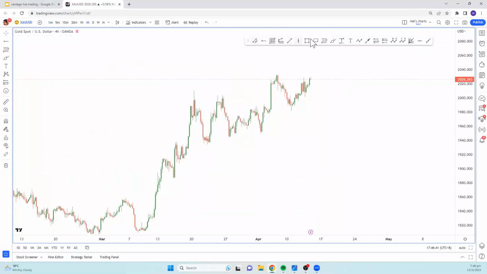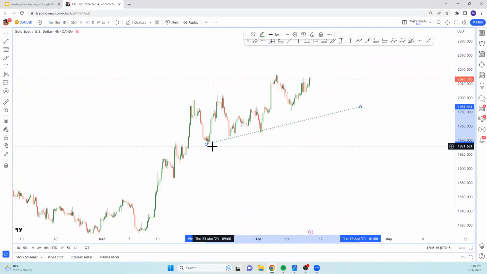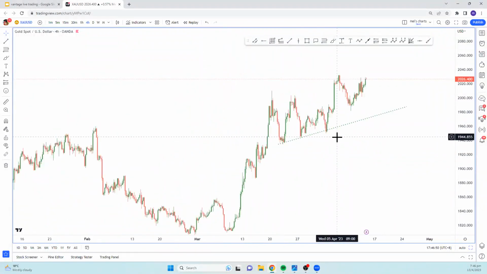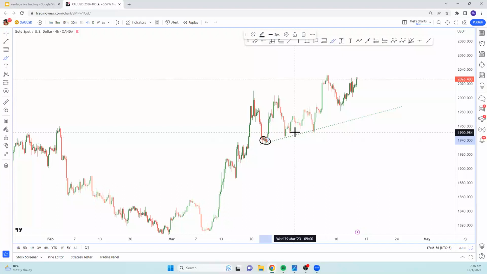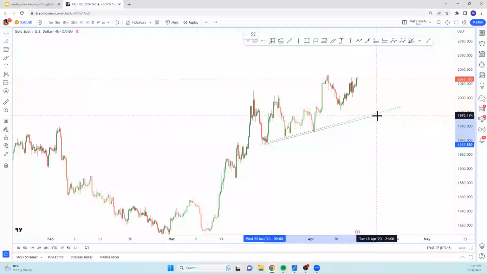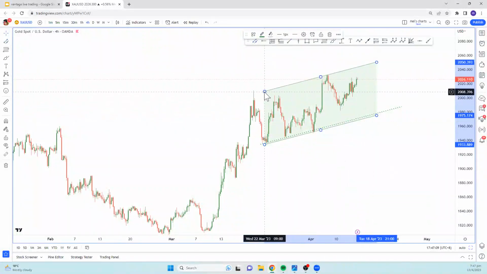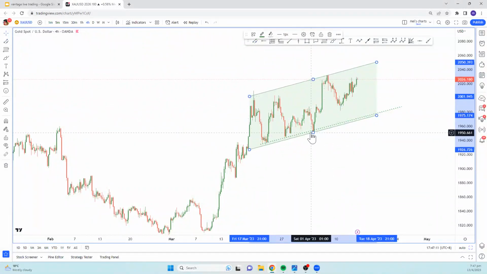Let's see if we have any trend lines. Okay, we have. So for a valid trend line, just to recap, it needs 3 significant touches over here. Now let's see if we have any trend channels. Okay, yes, we do.